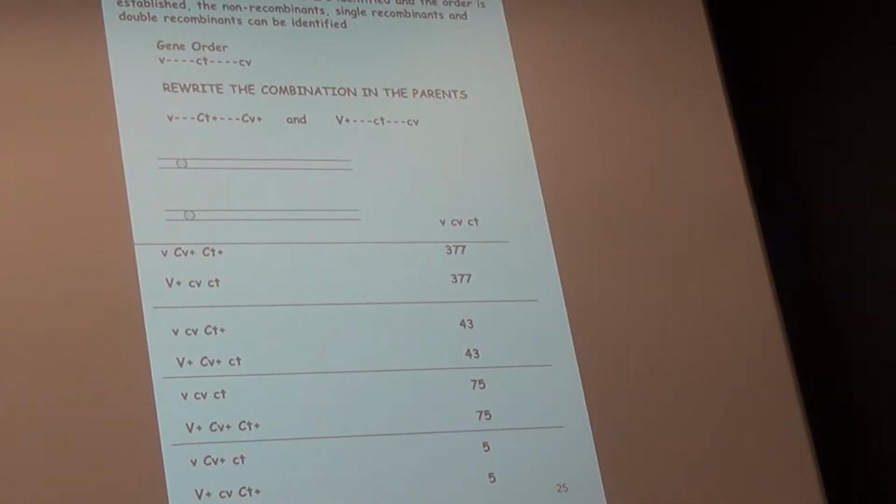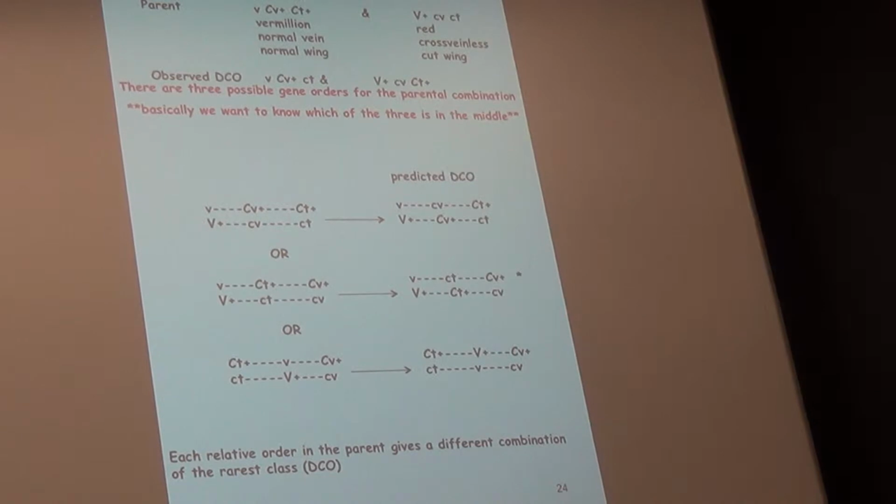And the observed double crossover class is right here, V, CV plus and CT. So where is V, CV plus and CT? Here is V, CV plus, CT. Because that's the observed class, this must be the order of the genes, because that's the only way the observed class would appear, is when the genes are in this order. And so you identify the order of the genes even before you do any calculations.